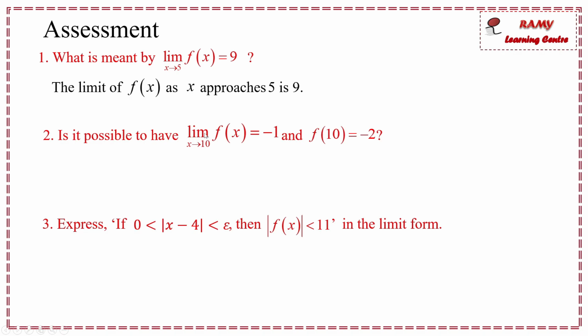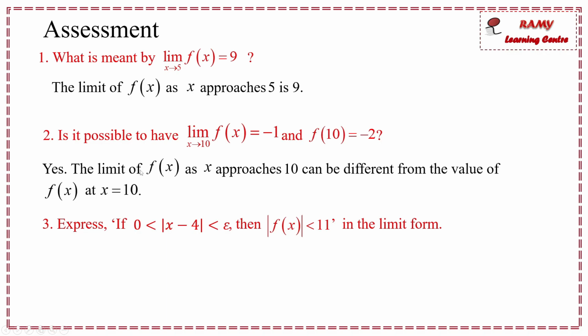Is it possible to have limit x tending to 10 of f of x is equal to 1 and f of 10 is equal to minus 2? That is, when you substitute 10 in f of x, it is equal to minus 2, but the limit is minus 1. Yes, the limit of f of x as x approaches 10, that is minus 1, can be different from the value of f of x at x is equal to 10.